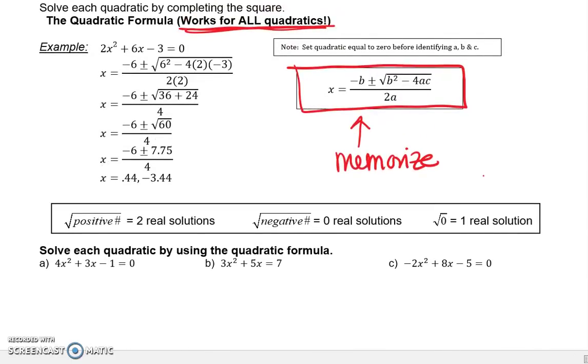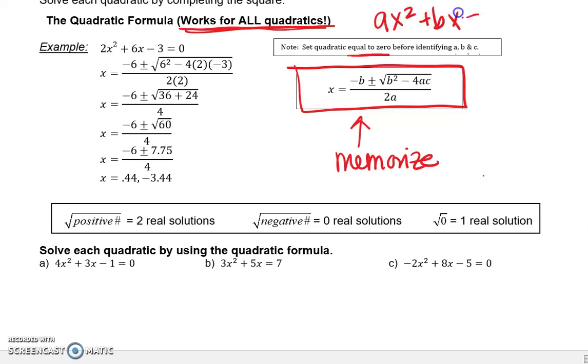Oh, something else to note. Quadratic equations must be set equal to 0 before you can identify what a, b, and c are. Remember, our standard form is ax squared plus bx plus c. So a is the first number, b is the second number, and c is the third, but it must be set equal to 0.